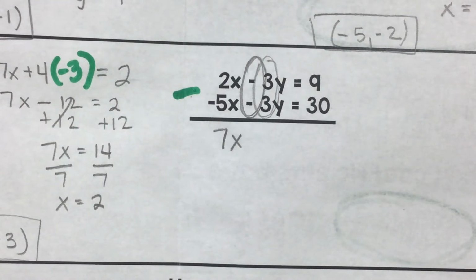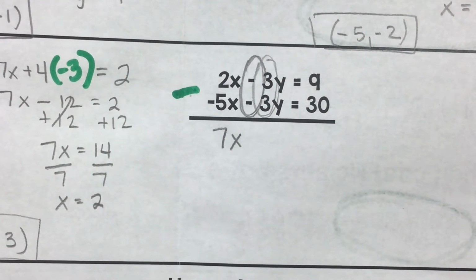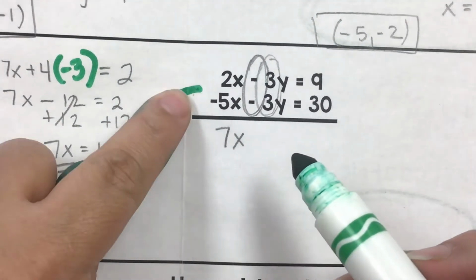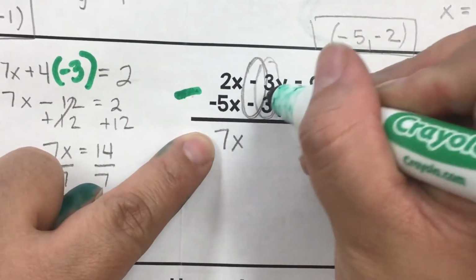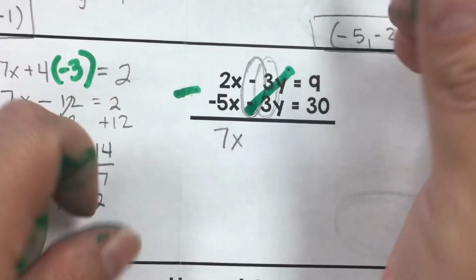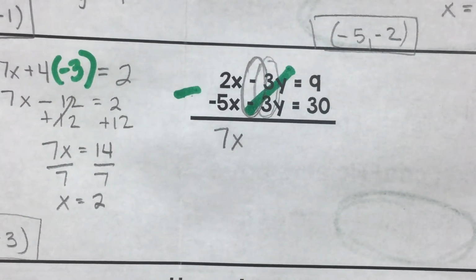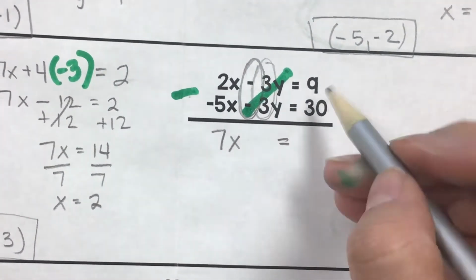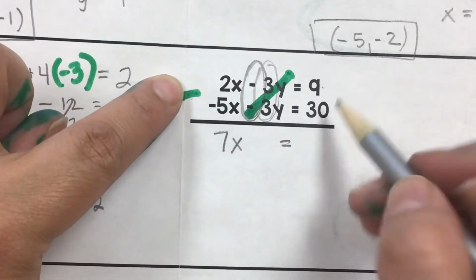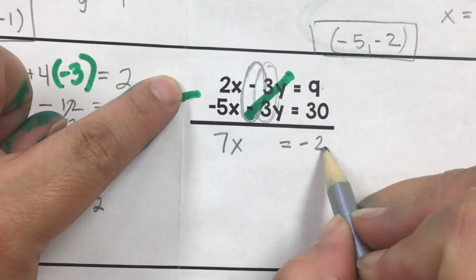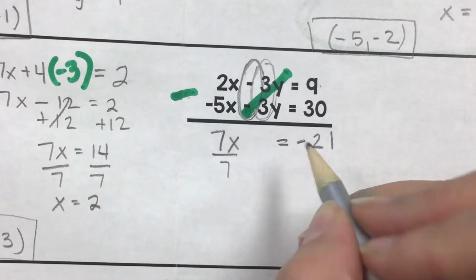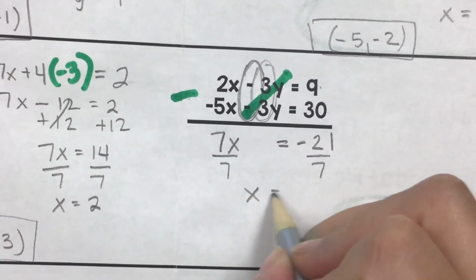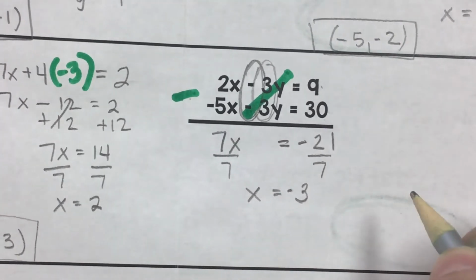Minus a negative is positive. And then this one will get eliminated. And that equals 9 minus 30, which is a negative 21. Now we're going to divide by 7 to solve for x. X is equal to negative 3.